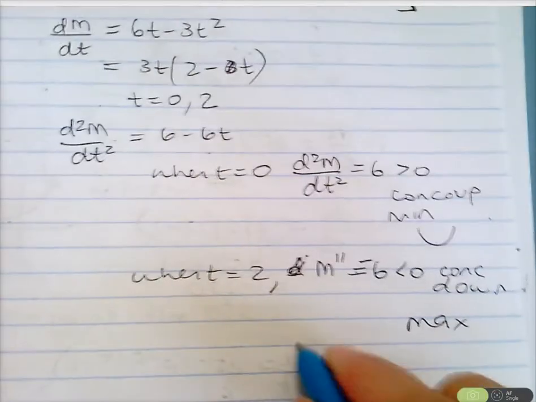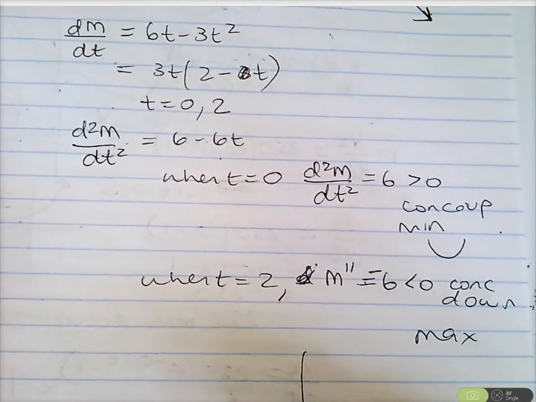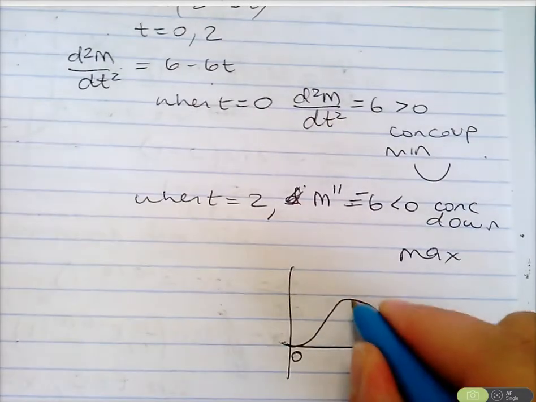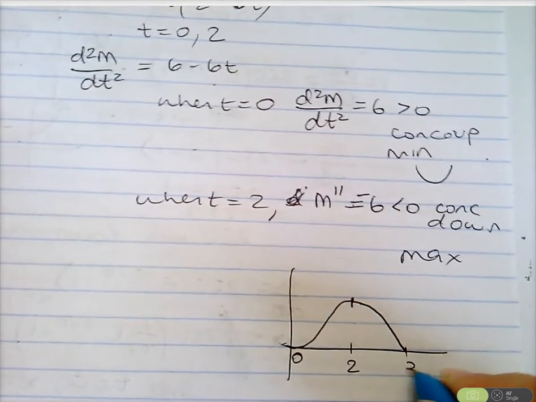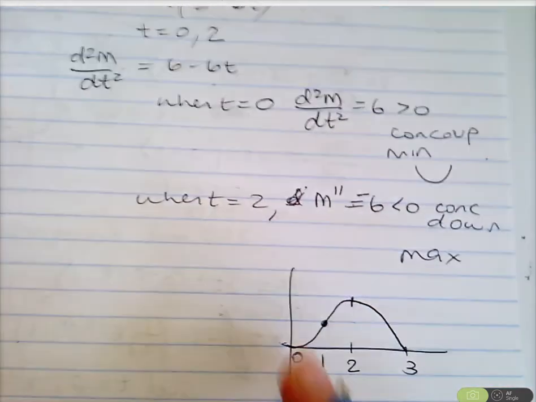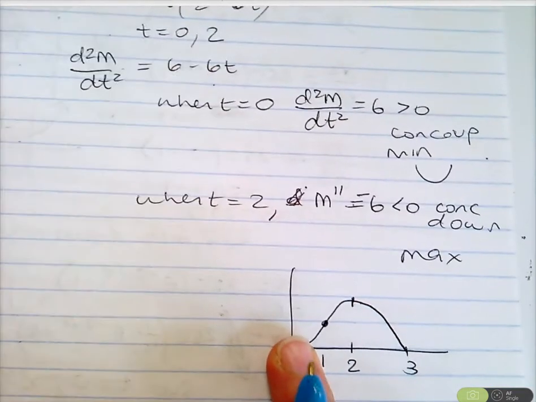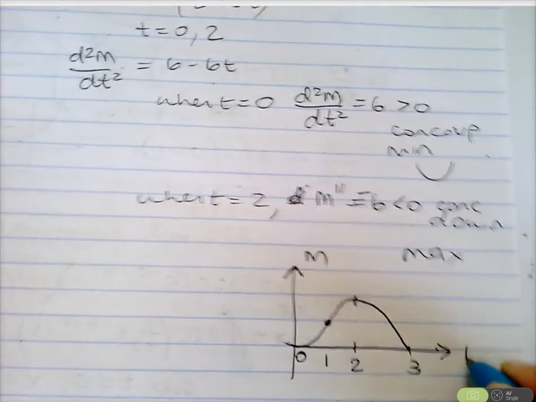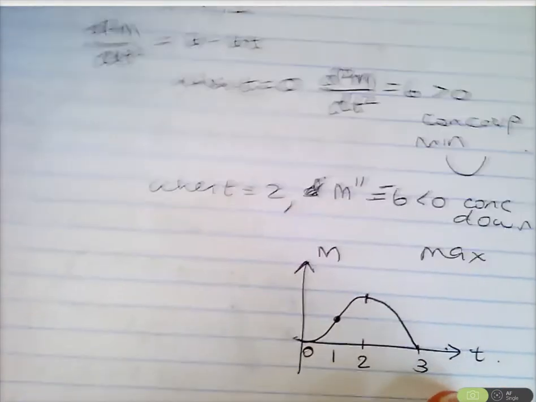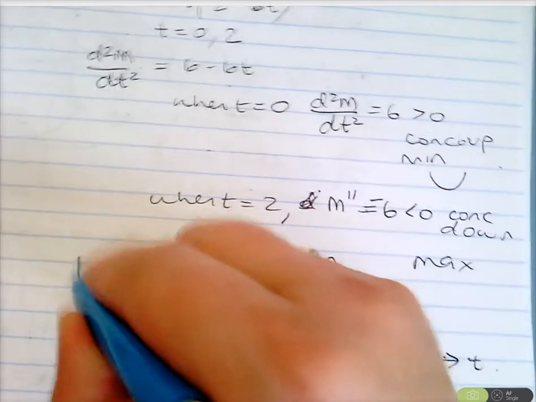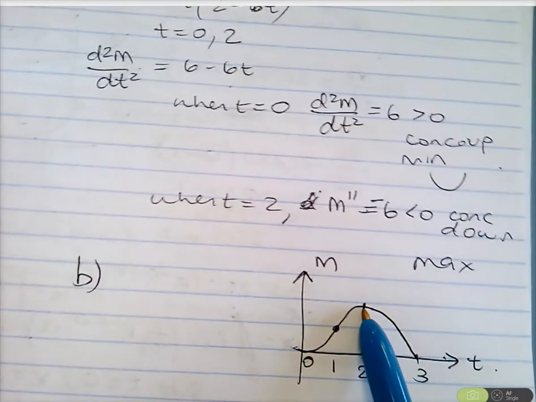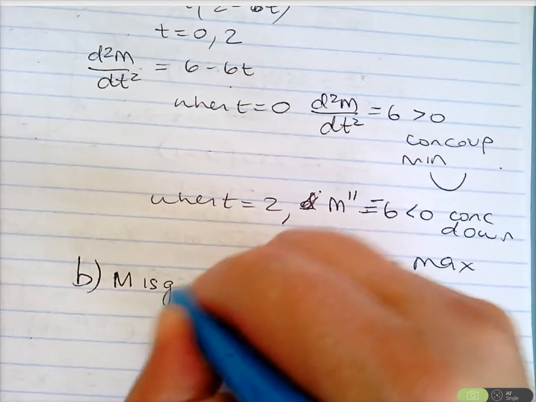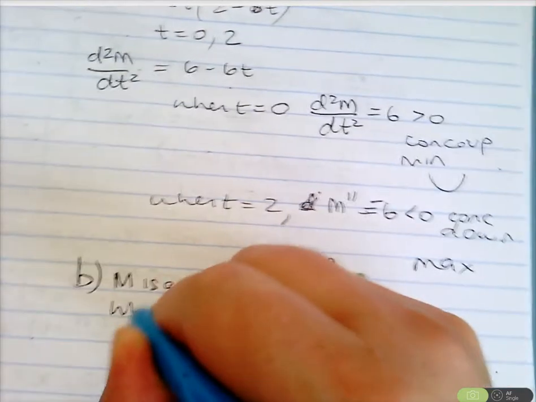No, I'll tell you. Wait. This is the curve. Looks like this and like that. 0, 2, 3. The inflection must occur at 1. It does. So there's your inflection. This is M, this is T. That's what the curve looks like. The question says, for part B, when is the amount of medicine a maximum? So when is M the greatest? M is the greatest when T is 2.